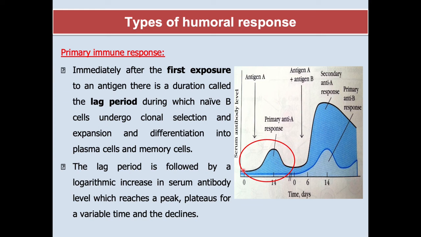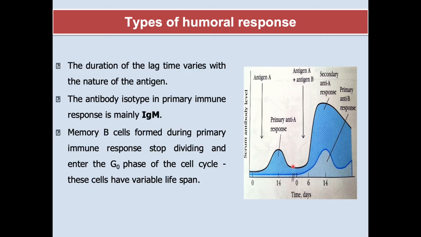So in the first attack, there is a lag phase to give time for naive B cells to undergo proliferation and differentiation into plasma cells. Then plasma cells start to secrete antibody, the serum antibody concentration builds up, and the antigen is neutralized, then the concentration of antibody is reduced. The duration of the lag time varies with the nature of the antigen. If the antigen is very dangerous or has higher toxicity, it will take a longer time on the lag period.